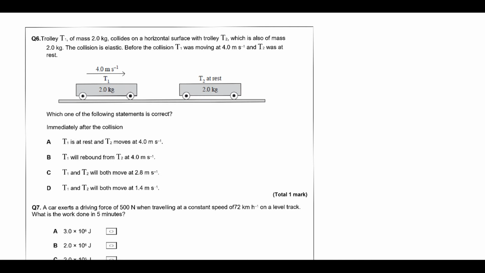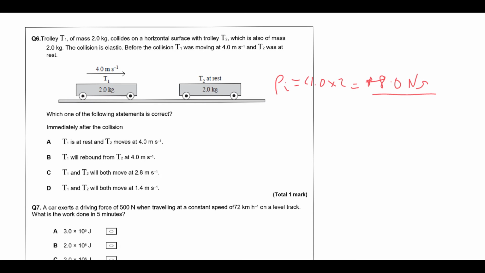Alright, so we've got two identical trolleys, one travelling at 4 meters per second, and they collide in an elastic collision, which means total kinetic energy is conserved before and after. Which one of the following statements is correct following the collision? Collisions are dealt with by conservation of momentum, so let's calculate the momentum before: 4 times 2, so that's plus 8.0 Newton seconds. So the total momentum is going to have to be that value throughout.